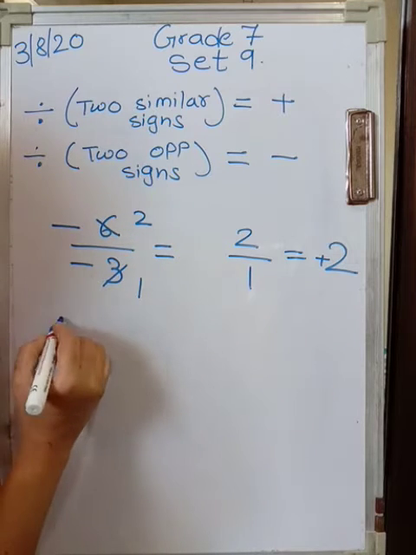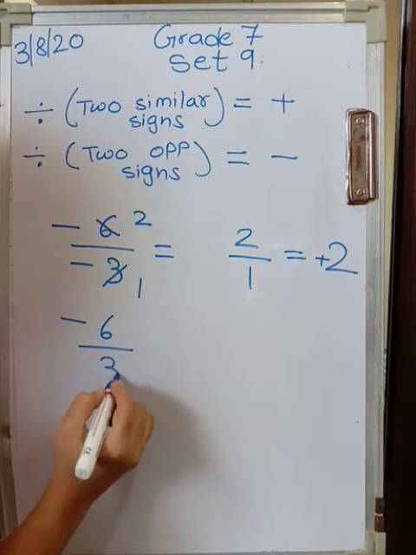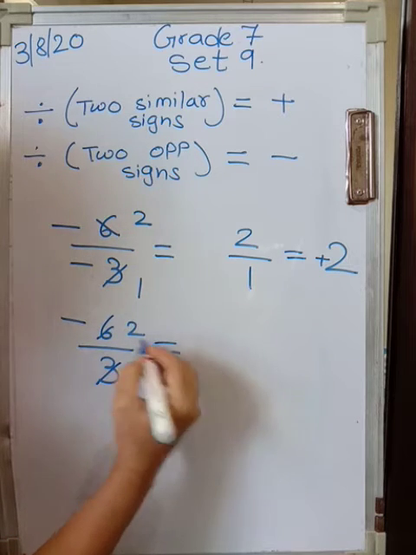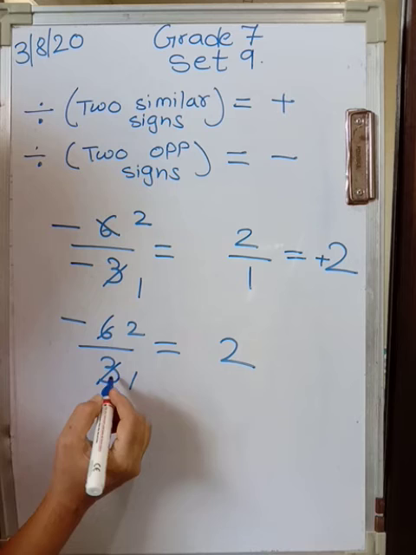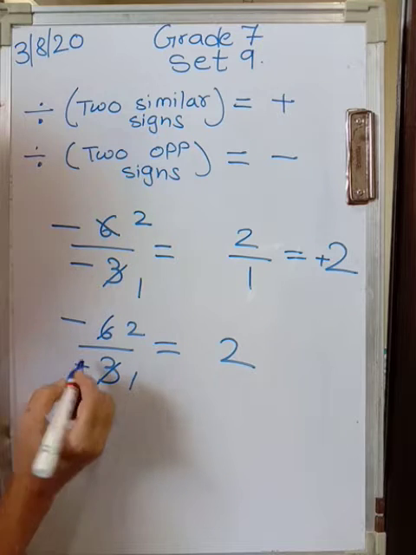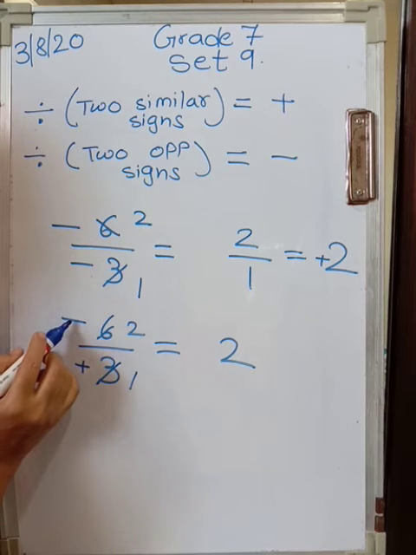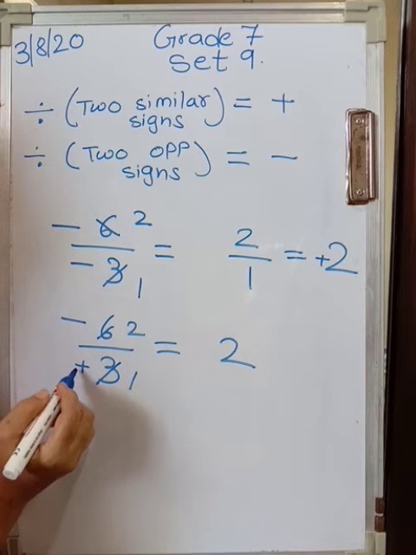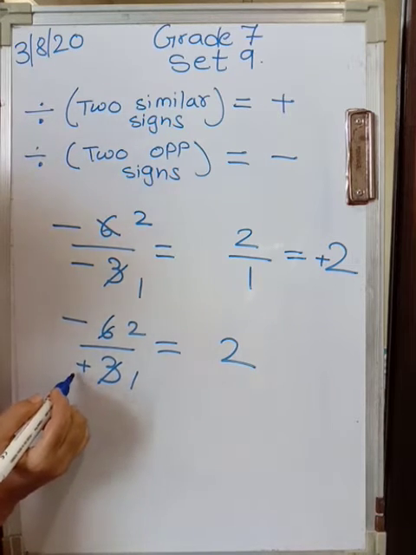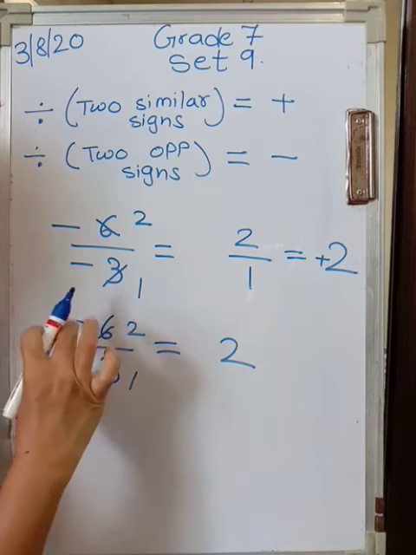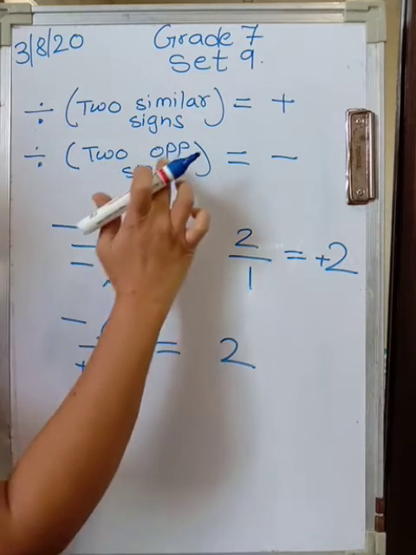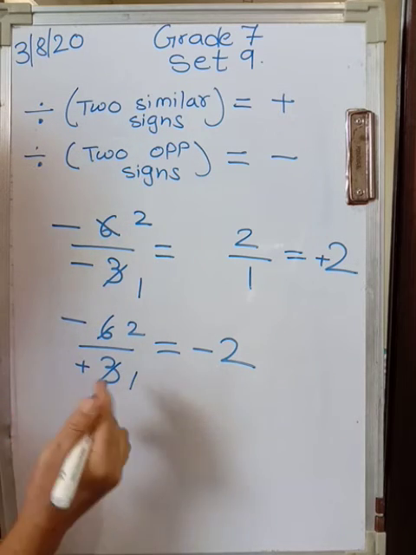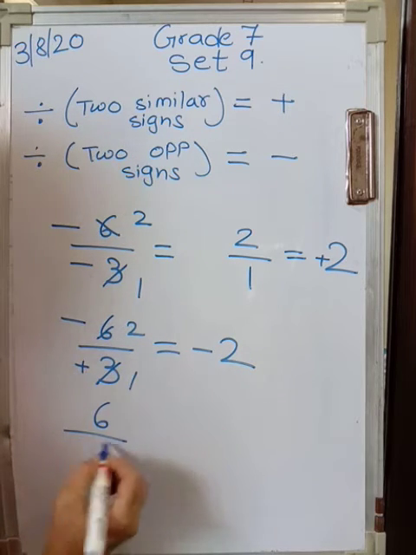But if it would have been minus 6 upon 3, then 3 ones are 3 and 3 twos are 6, and your answer would have been 2. But look at the sign. 3 has nothing, that means a plus sign. The numerator has a negative sign, a minus sign, and the denominator has a plus sign. So in this case one is positive and the other is negative, opposite signs. Division of two opposite signs is always negative. This can also be plus 6 upon minus 3.